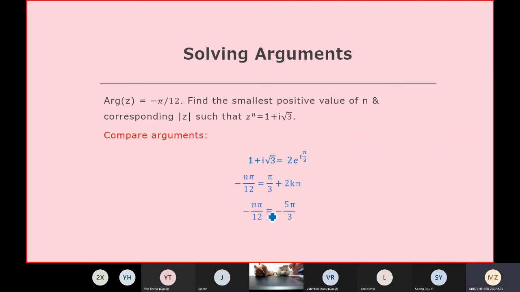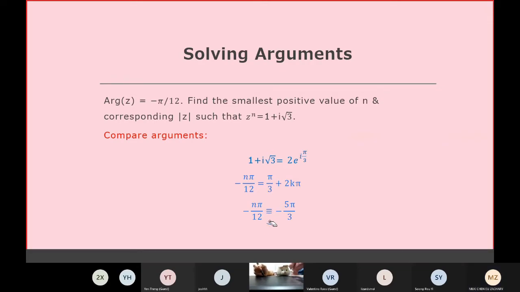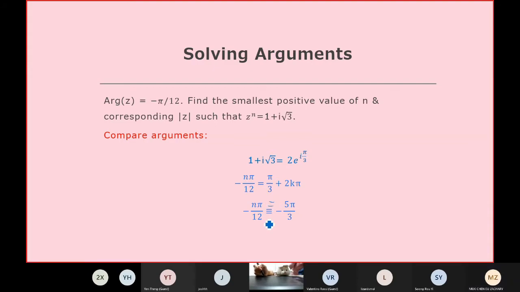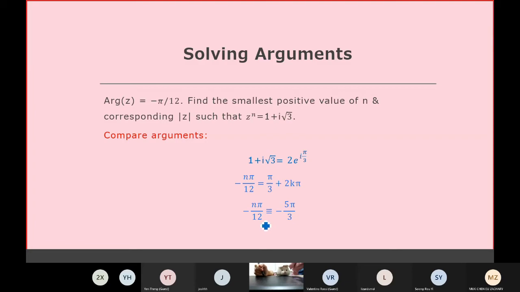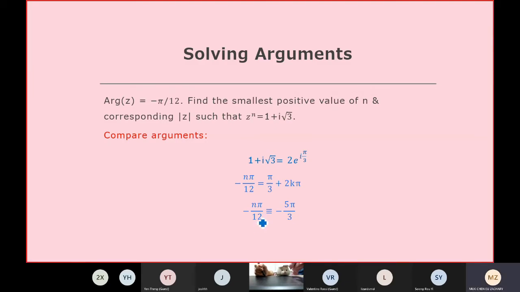We have minus n pi over 12 congruent to minus 5 pi over 3, or you can use an equal sign. Both are fine. For me, I'll use a congruent sign because I'm just anal about it. So this equals minus 5 pi over 3. Then you can solve for your n. In this case, n equals 20.